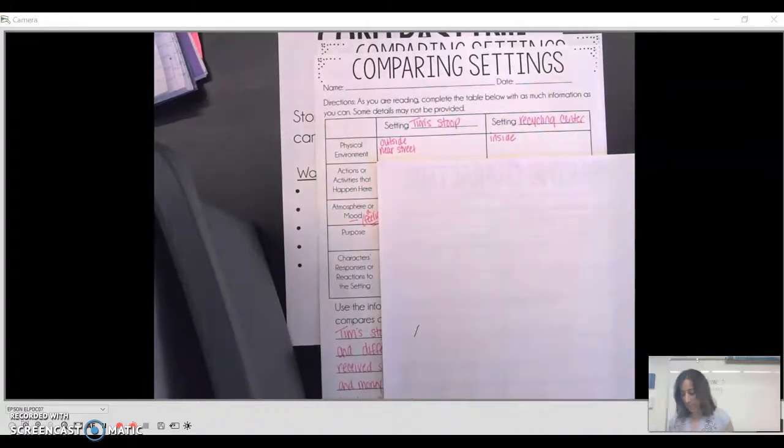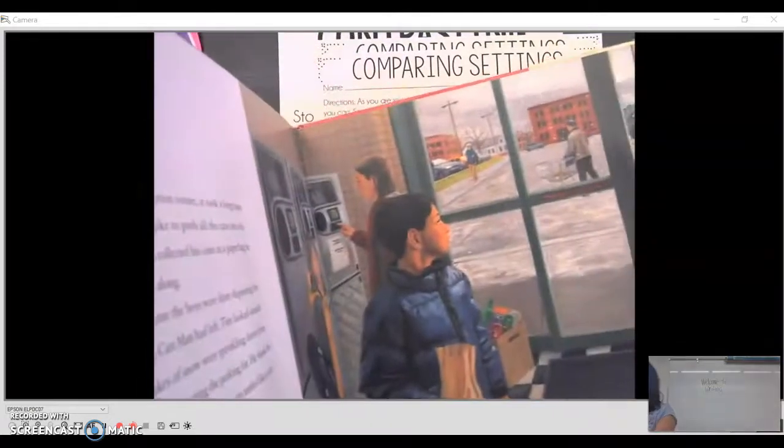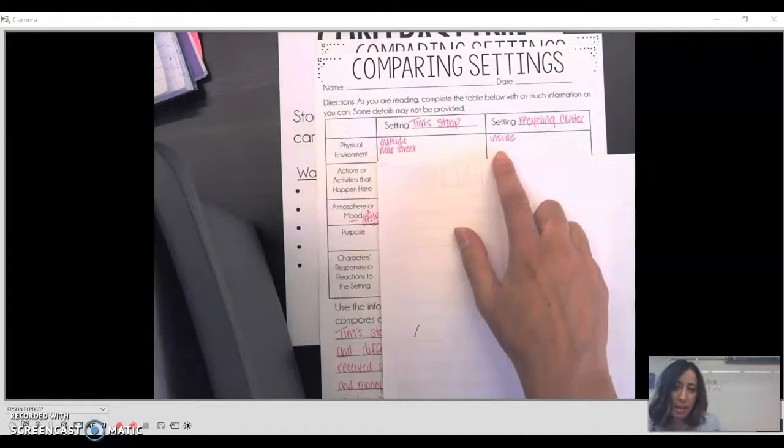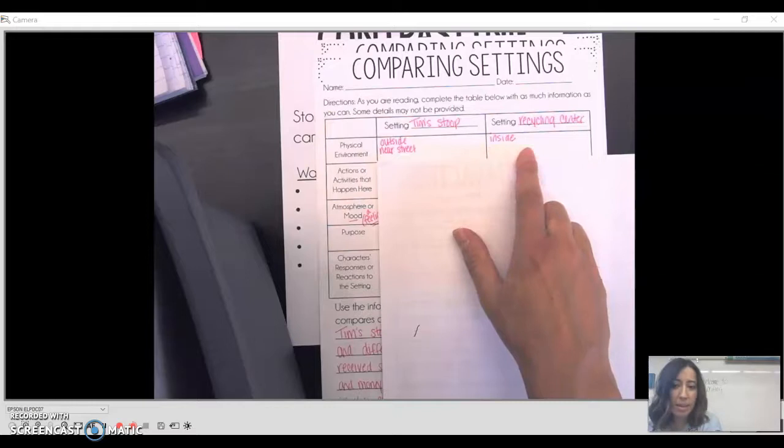Okay, you remember the recycling center was towards the end of the book. It looked like this. I could probably also add here, as far as how it's similar, it's also near a street or near a parking lot, something like that. Okay.